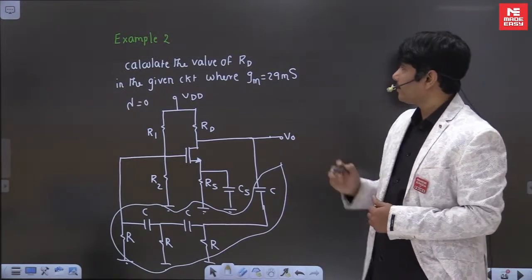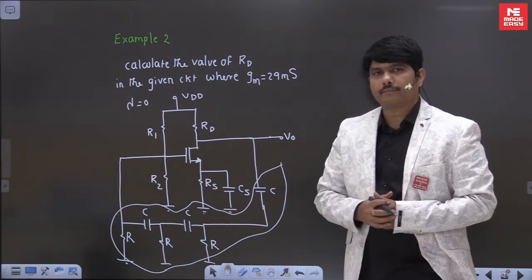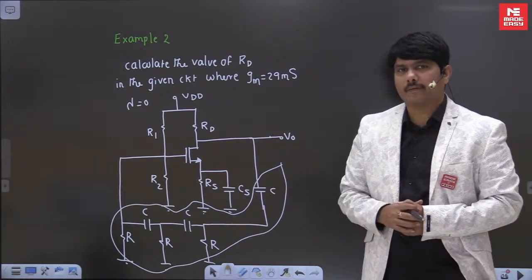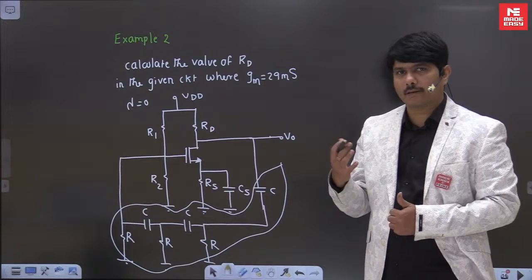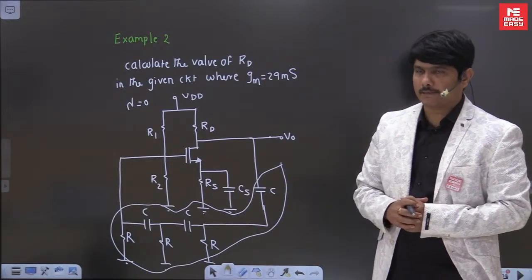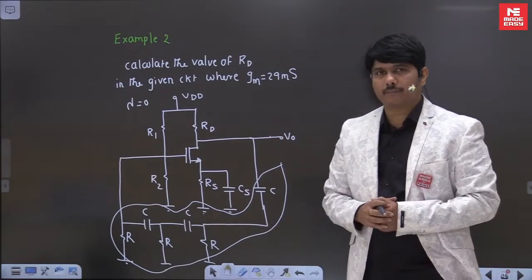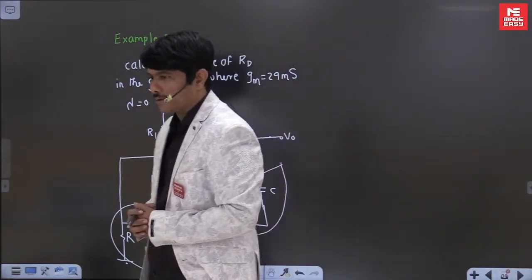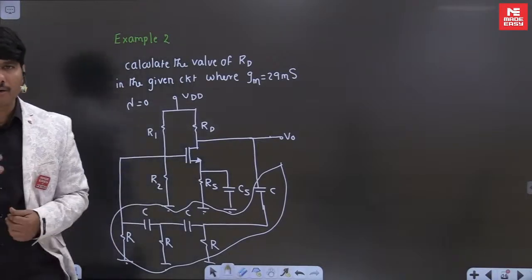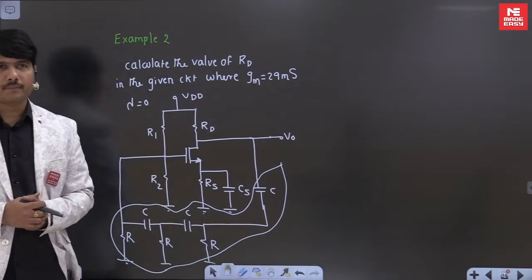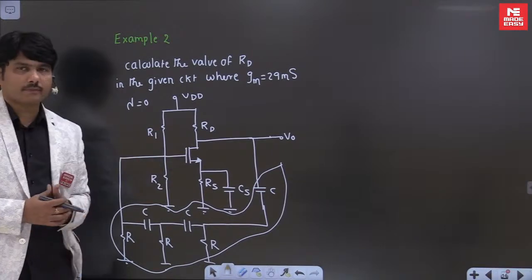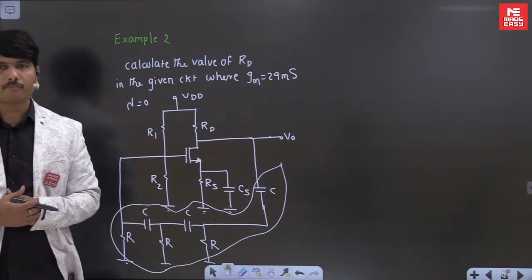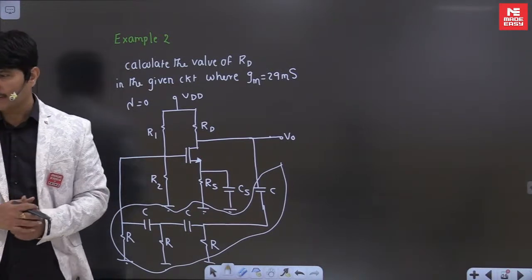The question here is: calculate the value of RD, which is the drain resistance, in the given circuit where gm is given for the MOSFET. gm is transconductance, 29 millisiemens. And lambda is 0. Lambda 0 means the channel length effect is 0, so ro will not be taken into consideration. Sorry, the output resistance will be infinite. This is the story.